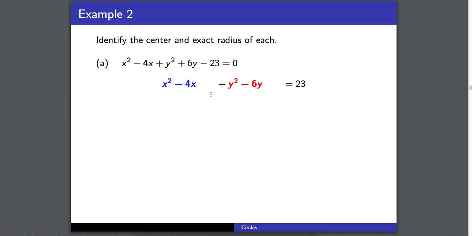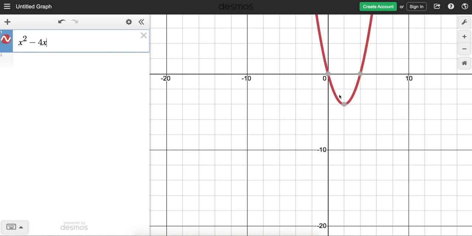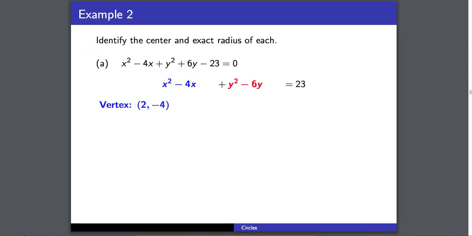Now, we're going to want to find the vertex of x squared minus 4x. So we can just type that into Desmos as x squared minus 4x, and we get the vertex of that at 2, negative 4. So the vertex of x squared minus 4x is at 2, negative 4. Now, the y squared minus 6y.